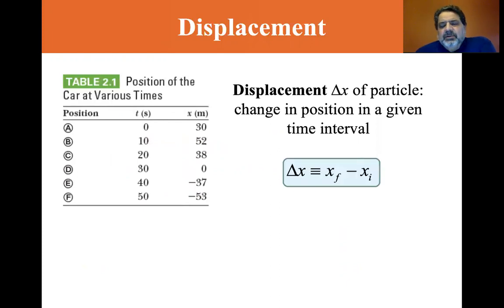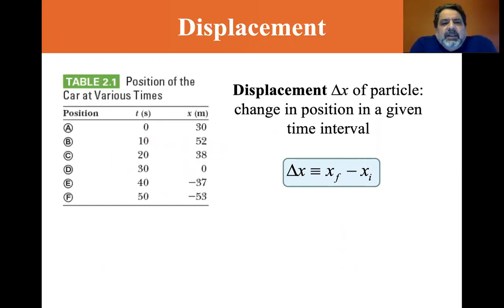Okay, so the displacement delta x of a particle is the change in position in a given time interval. So delta x is equal to x final minus x initial. We're going to use that f and i often. We're going to have initial velocity and final velocity, initial acceleration and final acceleration. And usually when we're talking about a delta x, delta v for velocity, or delta a for acceleration, you do the final minus the initial.